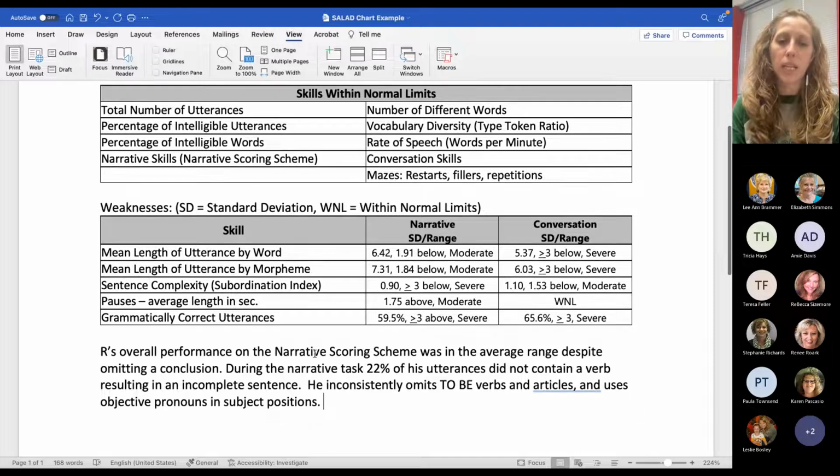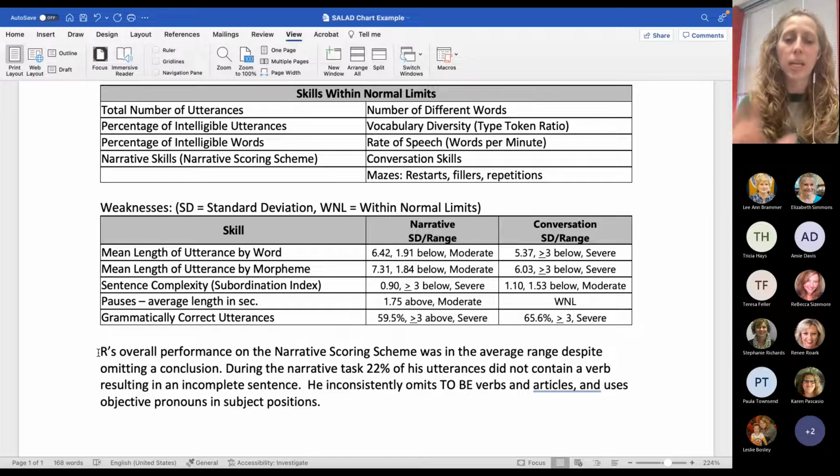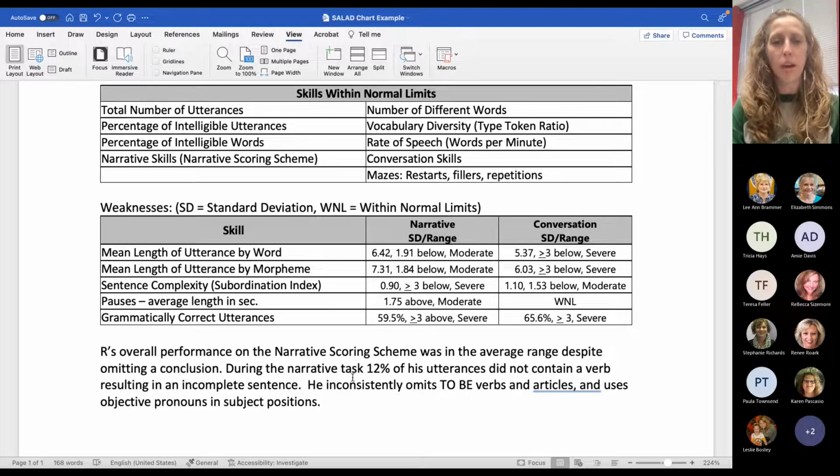And then there were just a couple of things that I noticed. I'll show you the narrative scheme table in just a second. Just a couple of the things that I noted. Number one, he omitted the conclusion, but his rating overall was in the average range. It was the same as the mean. And then during his narrative task, 22% of his utterances didn't contain a verb. Math, not my strong suit. That's why I'm a speech therapist. And then he inconsistently omits to be verbs, articles, and uses objective pronouns in subject position. So I did a little summary of some of the errors there.